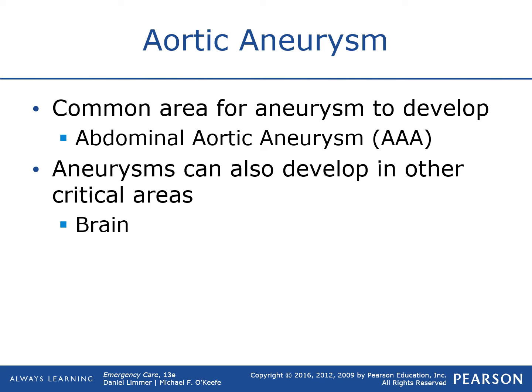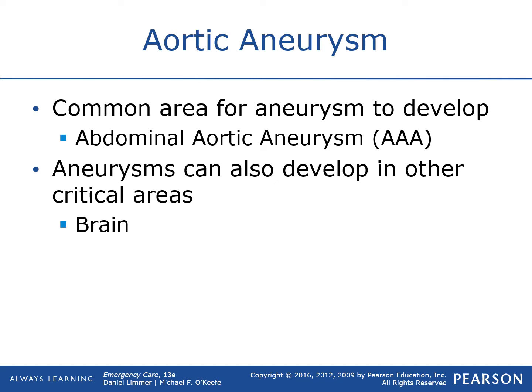So one very common area for aortic aneurysm to develop is in your descending aorta. So your aorta turns after it comes out of the heart and then heads down. There's branches that come off the aorta from that turn.